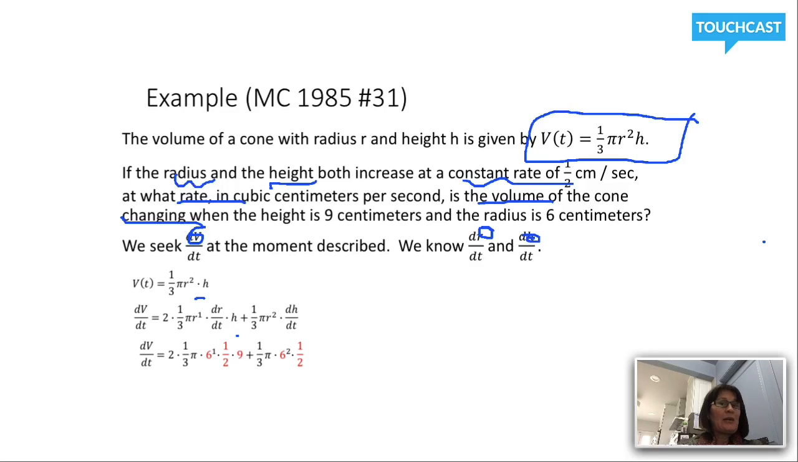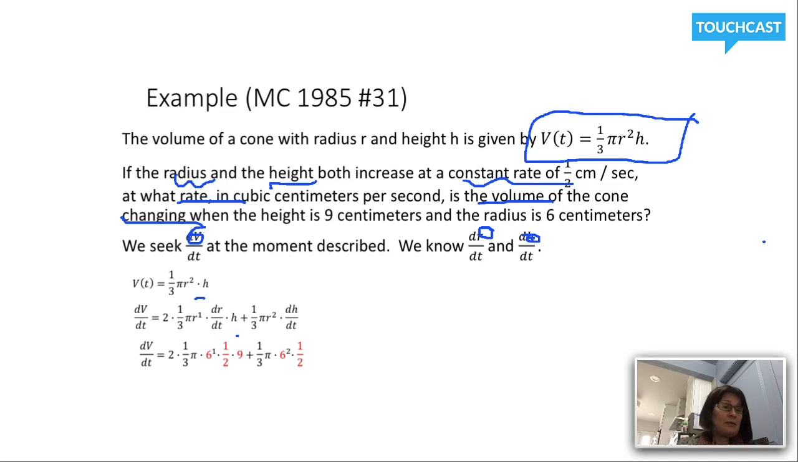So that's my next step, I'm going to replace these values. Things that I replaced, I wrote in red, just to make it clear what happened here. So the 2 times the 1/3 pi r to the first, I can now write as 6 to the first. Dr dt is 1/2 times h. H, I've been told, is 9. Plus 1/3 pi times r squared. Instead of r, I can use the 6 times dh dt. dh dt is 1/2.